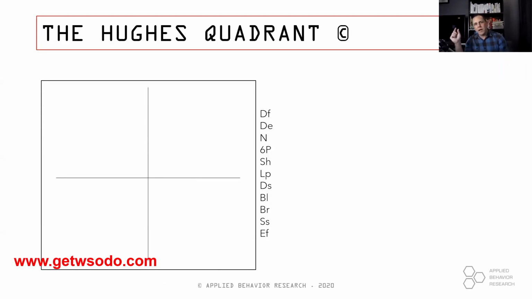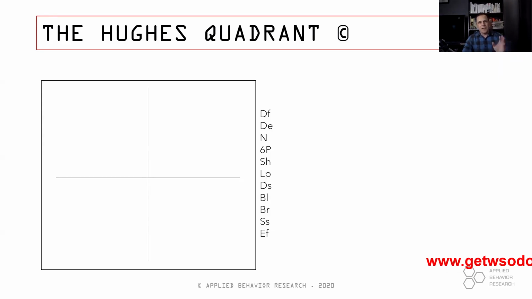And in the top right, I want you to put an N. So we have a DF and an N. Bottom left, let's put 6P, just put that there. And on the bottom right, I want you to put LP.